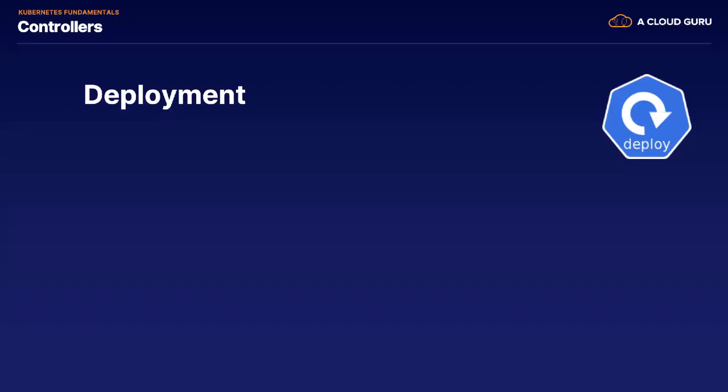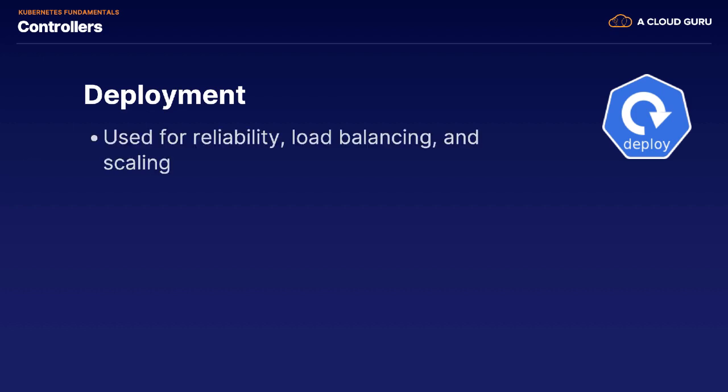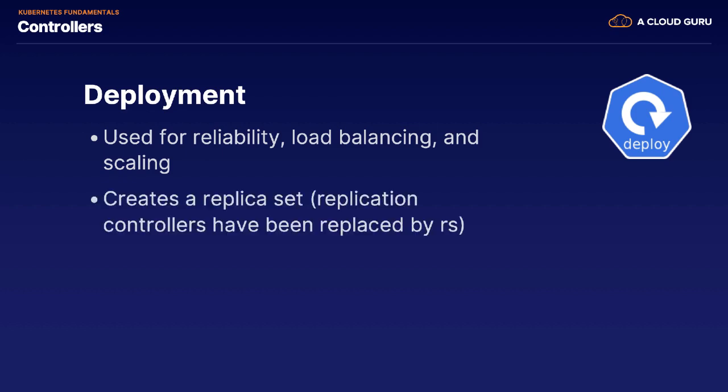For a little bit of background on how this works, Kubernetes uses deployments to do this. Deployments provide reliability, ensuring that a specific number of pods are always running. They provide load balancing because when you create a service, inbound connections will automatically be distributed across the pods running in the deployment, and they provide scaling. So you can easily reconfigure a deployment to run a higher or lower number of pods.